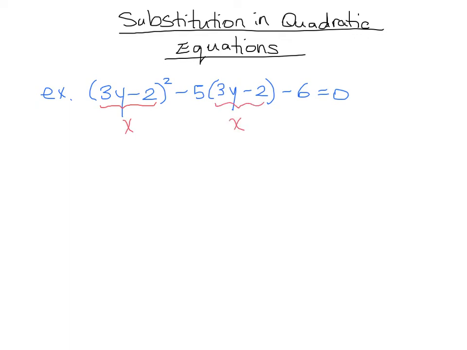So what we now end up having is x squared minus 5x minus 6 is equal to 0. All I did was replace 3y minus 2 with x. Like a substitution. Actually, it is a substitution. Now that we have that done, this looks a lot more manageable, so we can factor and solve this equation. We're looking for two numbers that multiply to get negative 6 and add to get negative 5.